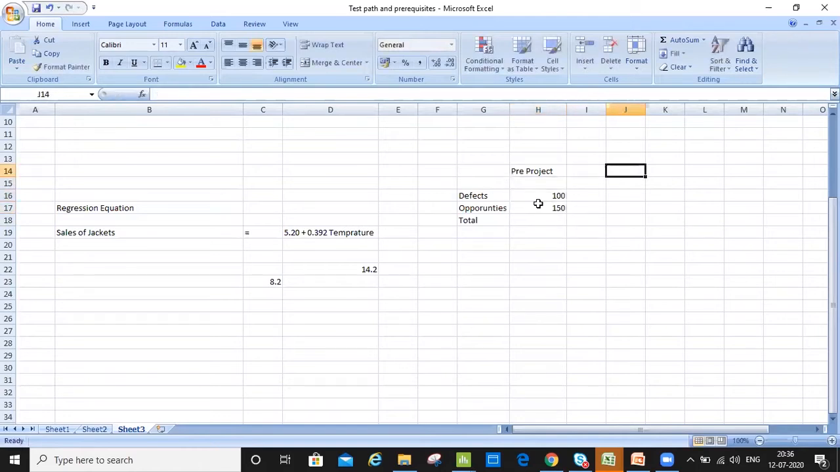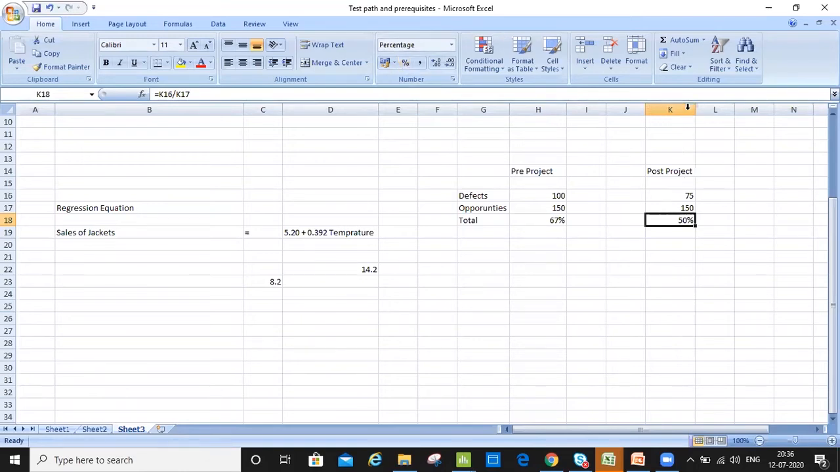Okay. Now I have completed the project. It has reduced to 75 and opportunity remains the same. I've reduced the defects from 67 to 50. So I had a target of meeting 50%, which I have done. I'm contented with it, but I'm not sure whether I have made a significant improvement or not. So there is a test which helps me to identify whether I have done a significant improvement or not.